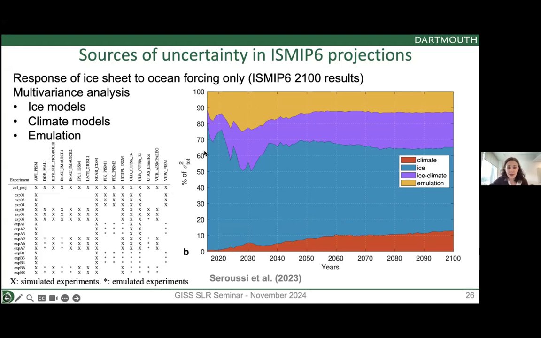It's all dominated by the ice model. And as time goes, the role of the climate forcing increases to reach about 13% by 2100. The uncertainty coming from an emulation counts for about 10% of the total uncertainty. And then the rest comes from the ice models, about 2/3, and 1/3 from the ice model that you are using. This is for all of Antarctica.